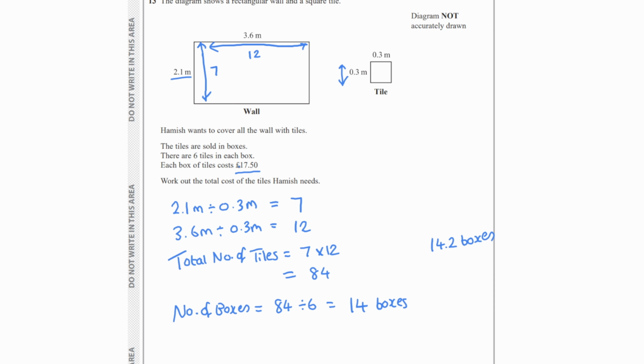Each box of tiles costs £17.50. Work out the total cost of the tiles. So let's say the total cost is the number of boxes, that's the 14 boxes multiplied by the cost of a single box, which is £17.50. That comes out at £245.